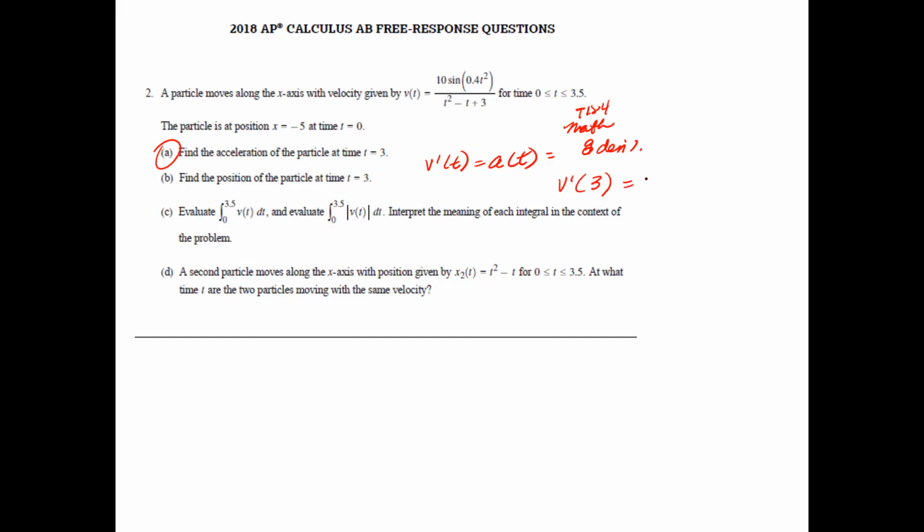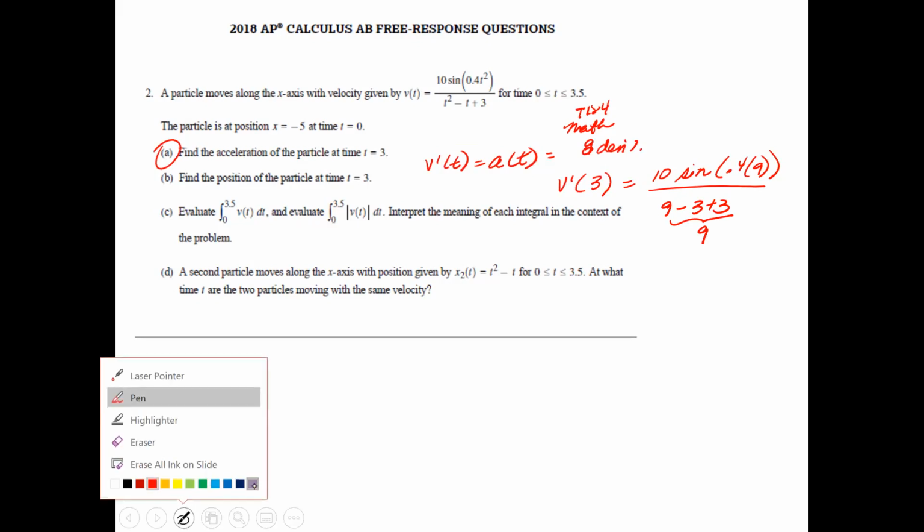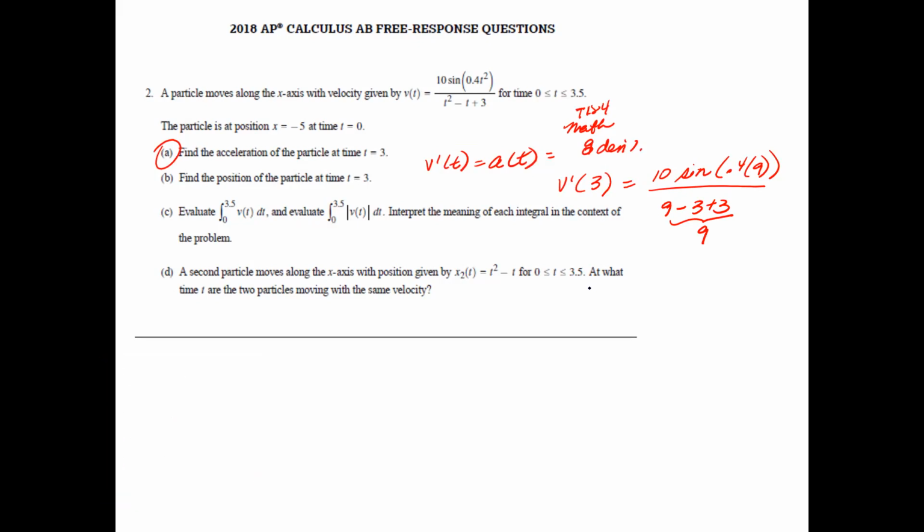V prime of 3. And you're going to type in 10 sine of 0.4 times 3 squared, which is going to be 9, all the way over 9 minus 3 plus 3. So essentially this is just 9. And you're going to go ahead and figure out what that is going to be. You can either do that with a derivative or you can use a calculator. So a of 3 is equal to v prime of 3, which is equal to negative 2.118.